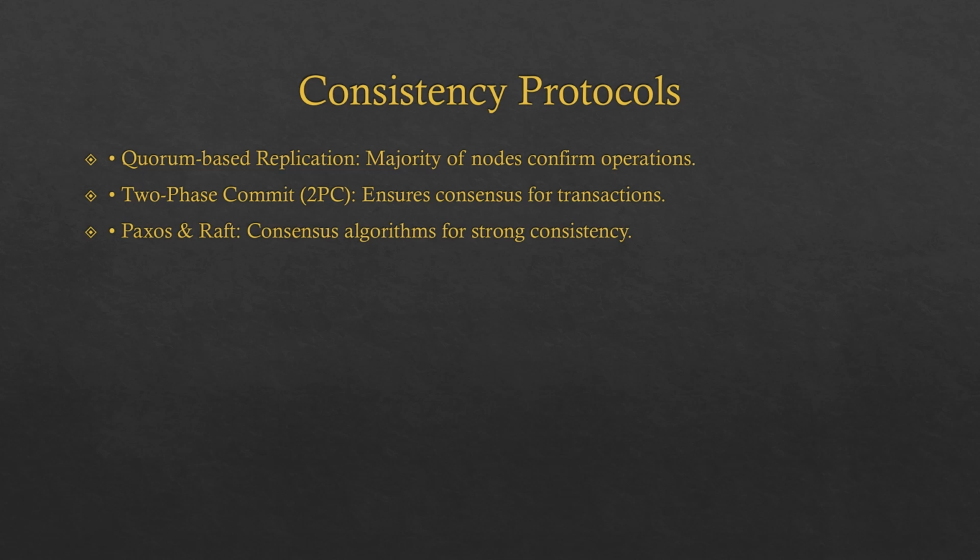To maintain consistency, various consistency protocols are employed. Quorum-based replication ensures that a majority of nodes acknowledge a transaction before it's considered successful. Two-phase commit, or 2PC, ensures that all nodes in a transaction agree before committing changes. Consensus algorithms like Paxos and Raft are used to ensure that a group of nodes reaches agreement on the order of operations in distributed systems.